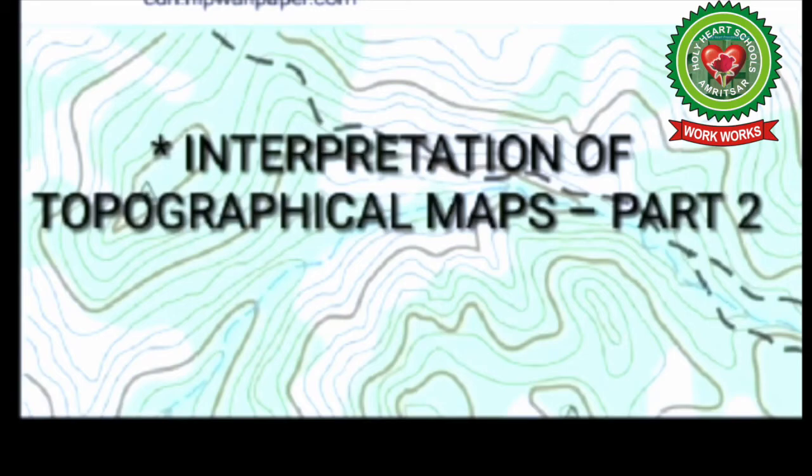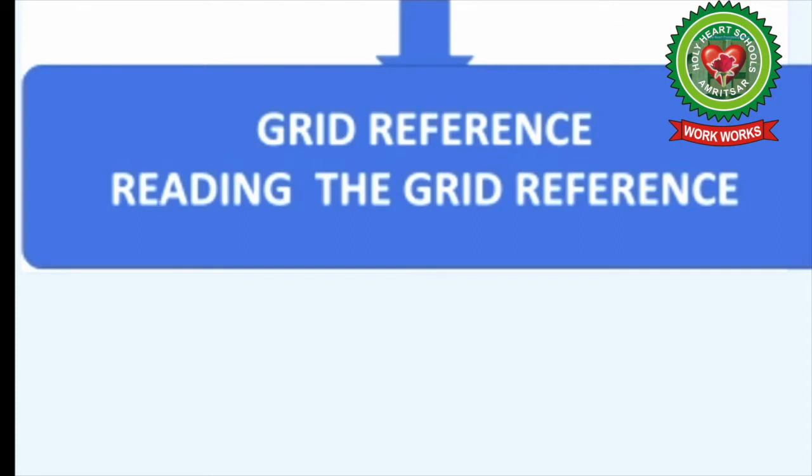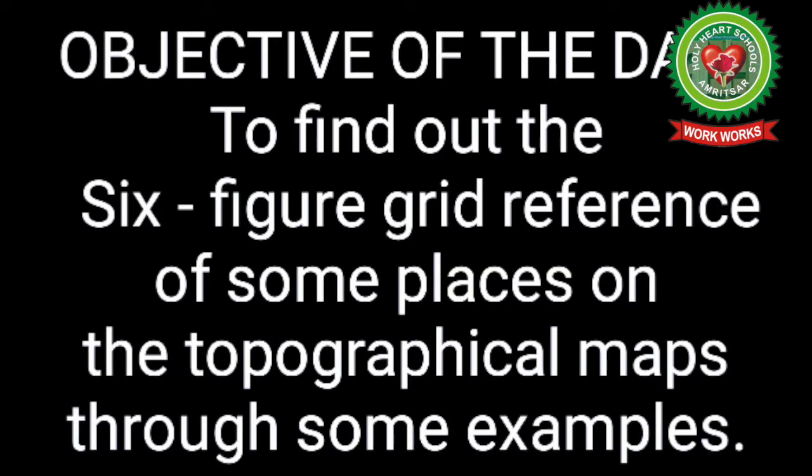The lesson that I am going to continue today is interpretation of topographical maps part 2. The topic that I am going to take today is grid reference, that is reading the grid reference on the topographical maps. In this part of the video related to grid reference, you will come to know about the methods to find out the six-figure grid reference of some places on the topographical maps through some examples. So let us start with the six-figure grid reference.